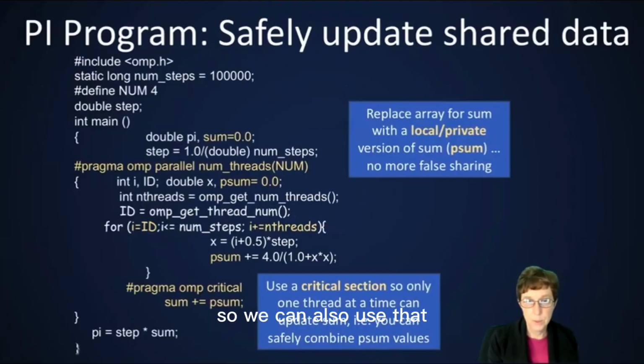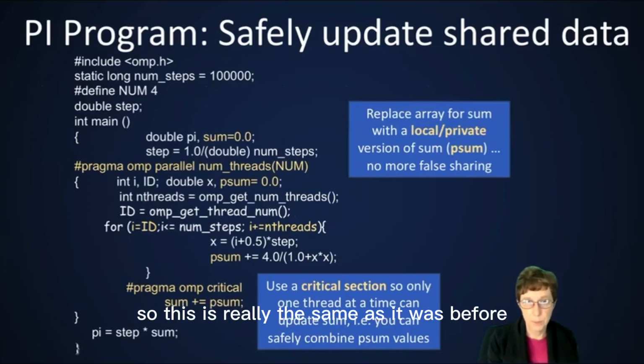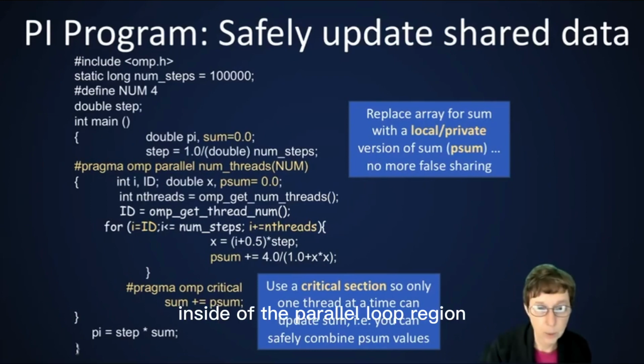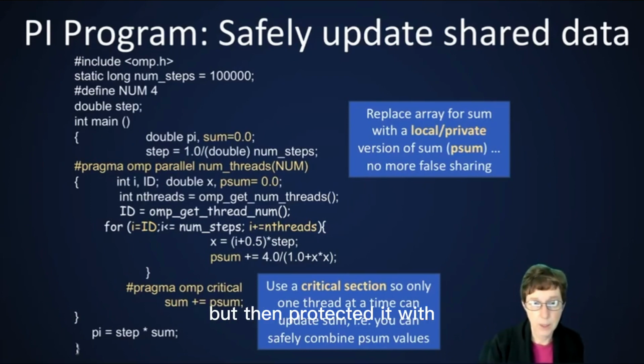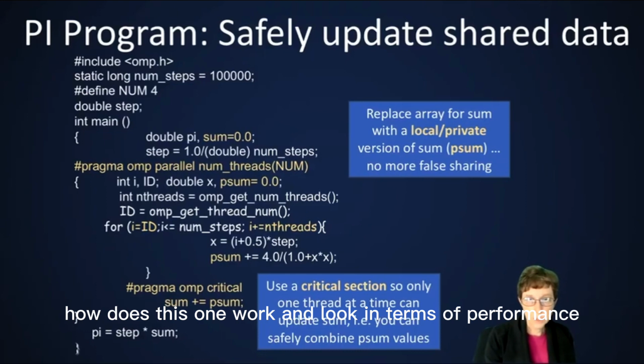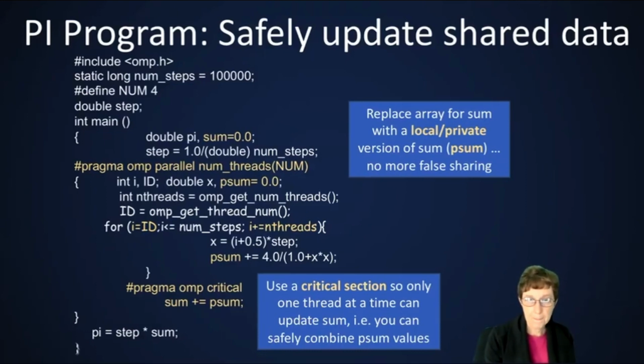So we can also use that in order to implement our pi example. This is really the same as it was before, except that we've now taken that extra separate loop out and put the pragma up here inside of the parallel loop region, but then protected it with a critical region. So how does this one look in terms of performance?